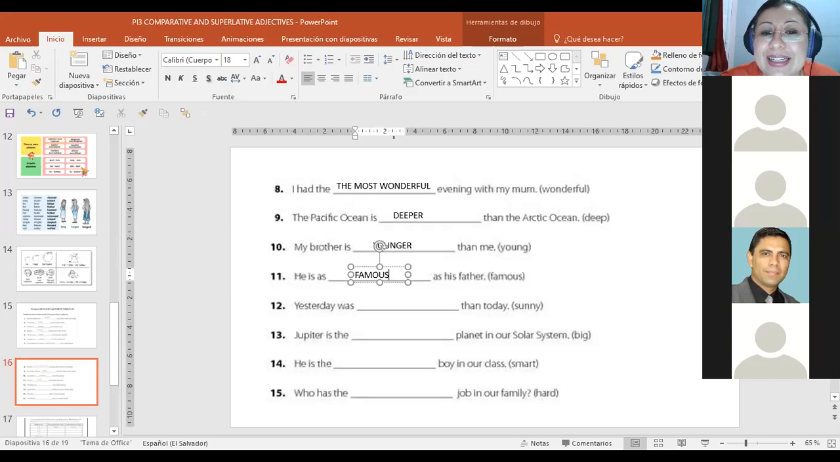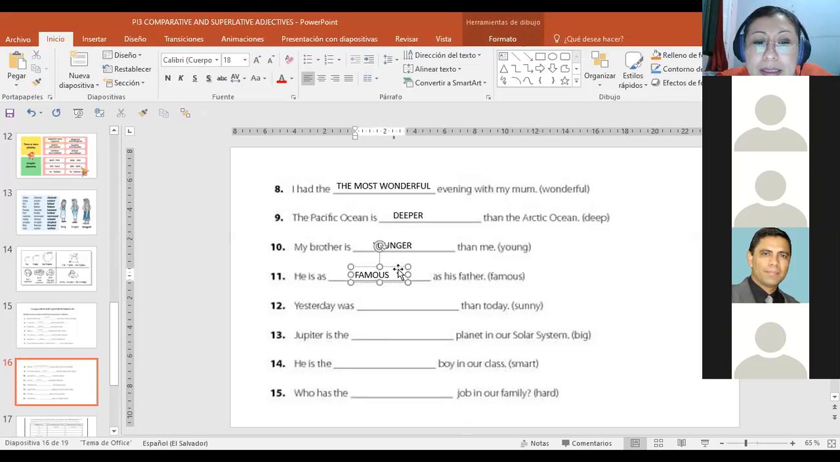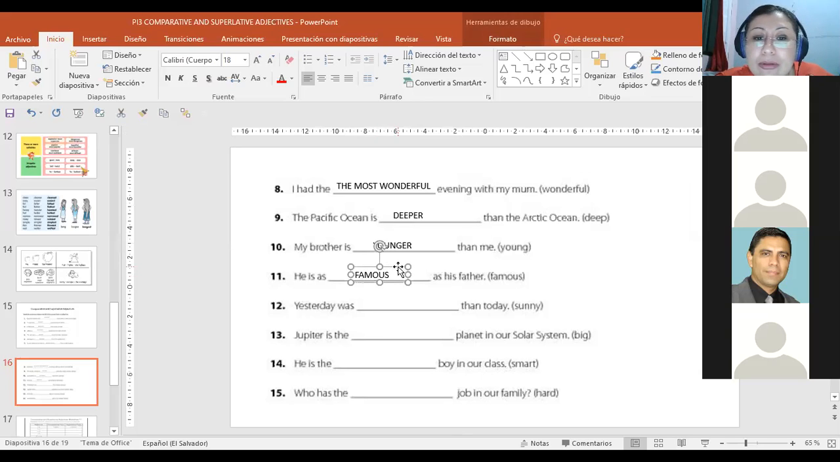¿Sí? Porque este as, okay, primero significa tan y el segundo como. Entonces aquí es un grado de igualdad, ¿ok? They are equal. There's no superior comparison. No hay una comparación de superioridad, sino de igualdad, ¿ok? Queda el adjetivo igual. Queda igualito, queda igualito.